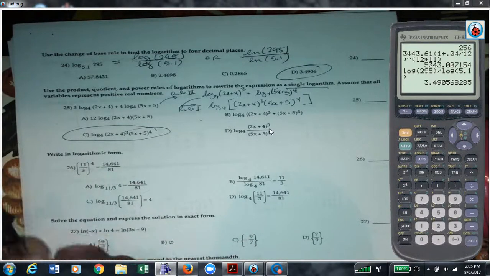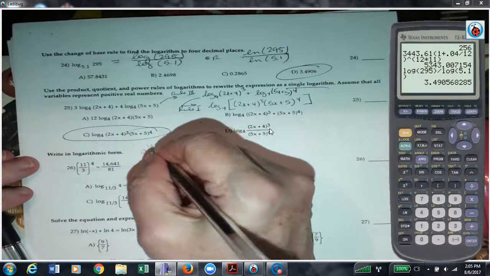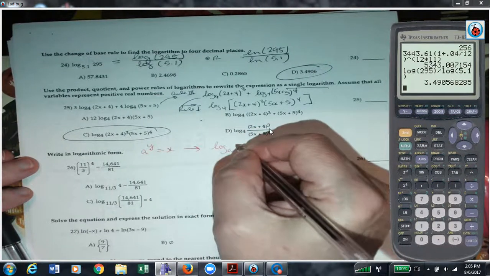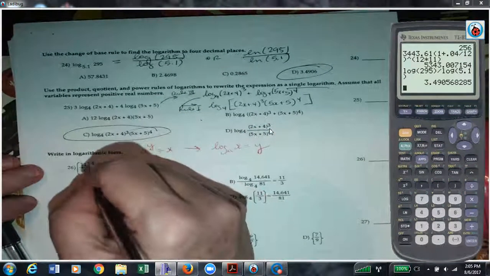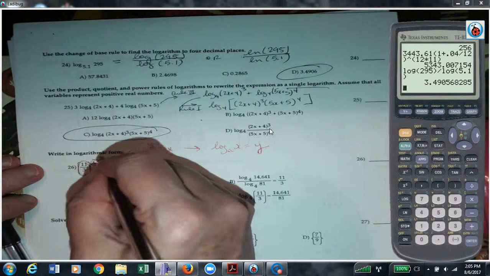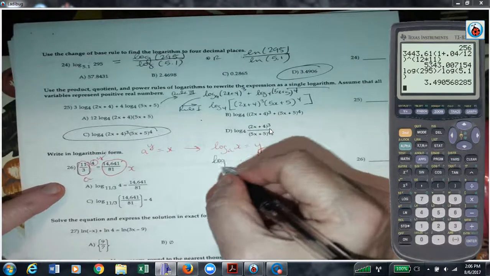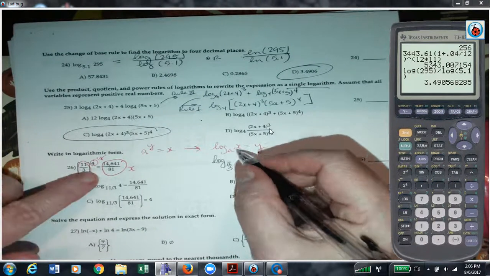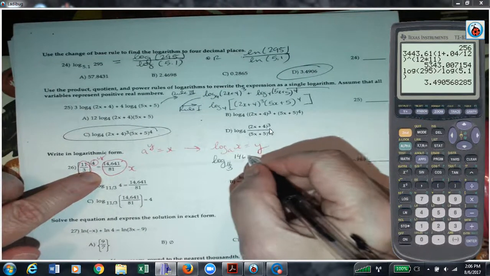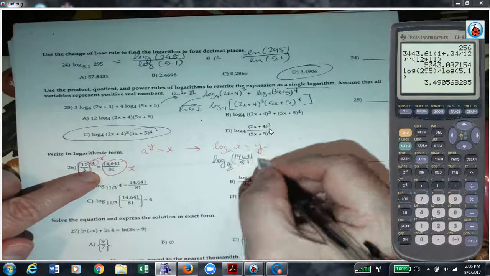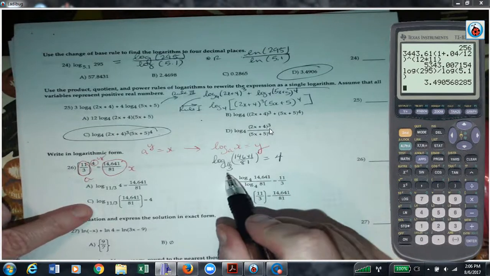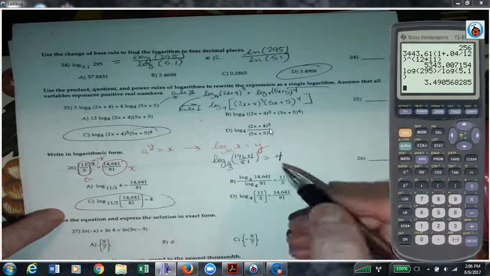All right, write in logarithmic form, we've got to remember our conversion formula. So this is my A, that's my red Y, that's my red X. So I'm going to have logarithm of, the base is the red A, the red X is that, and equals the red Y. Okay, that is matching up with that one.